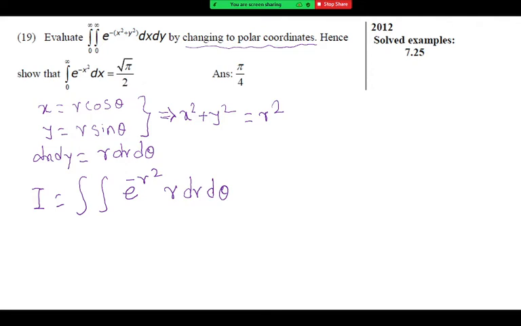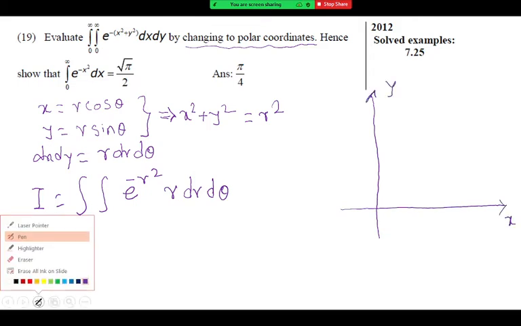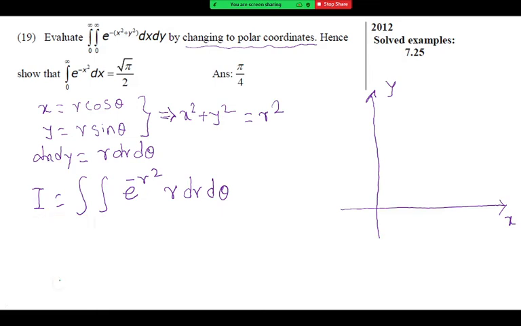But before that, can anyone tell me what is the region of integration? What is the region of integration for this example? Can you guess? What's the region of integration for this given double integral, this one? First quadrant, very good. Okay, nicely identified.